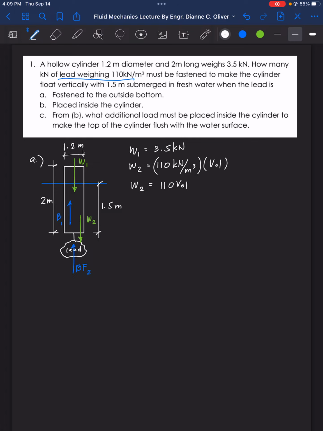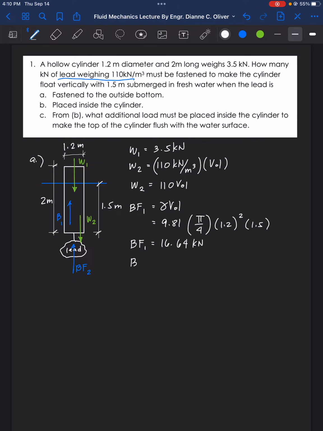And then we have buoyant force 1. Buoyant force 1 is the volume submerged. So the volume of the body submerged multiplied with the gamma of the liquid where you have submerged that portion of the body. Since we are talking about fresh water, our gamma is 9.81. So buoyant force is 9.81 times the volume of the submerged cylinder, that is pi over 4, the diameter 1.2 meter squared, and then the height of 1.5 meter. So buoyant force 1 now is equal to 16.64 kilonewton.